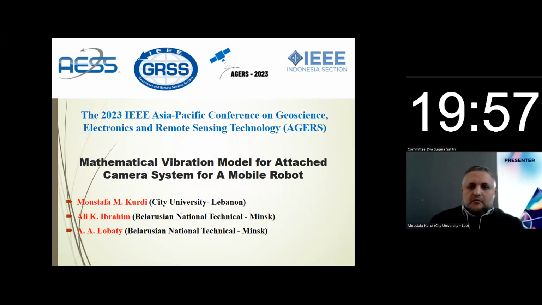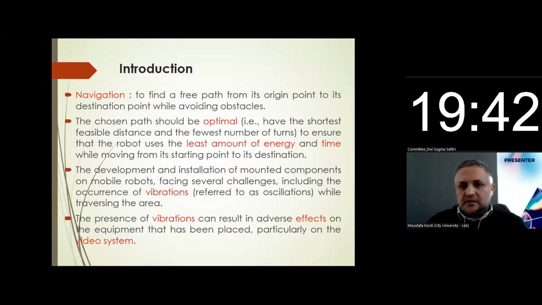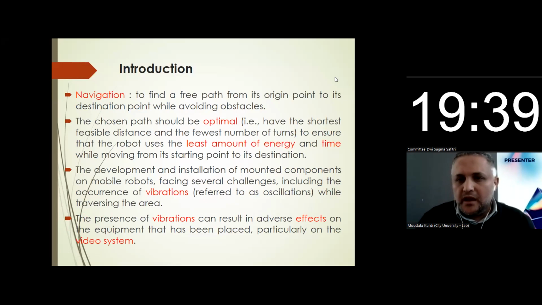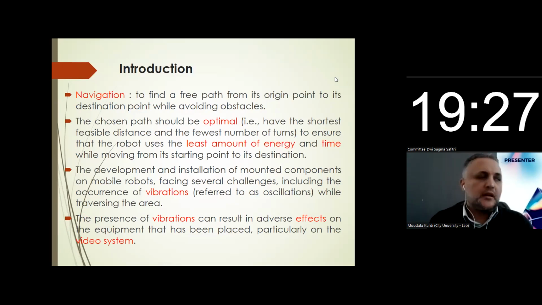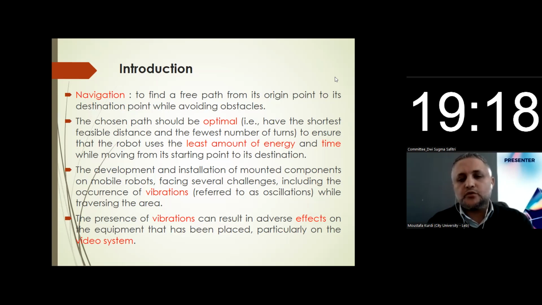Hello, everybody. We're talking about a mathematical vibration model for an attached camera system for a mobile robot. I am Kurdi, and my colleagues Ali Ibrahim and Alex Lubati are from Belarusian National Technical University in Minsk. First, let's talk about why we have vibration or oscillation. During the navigation of the mobile robot, it traverses to find a free path from its origin to destination while avoiding obstacles. The chosen path should be optimal, which means ensuring that the robot uses the least amount of energy and time while moving from the start to the destination.